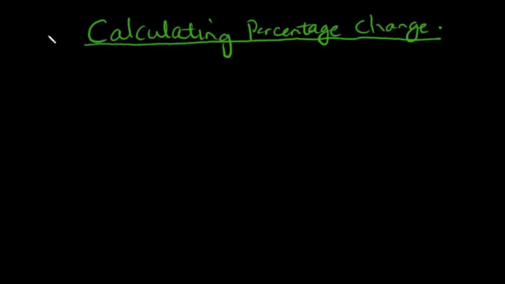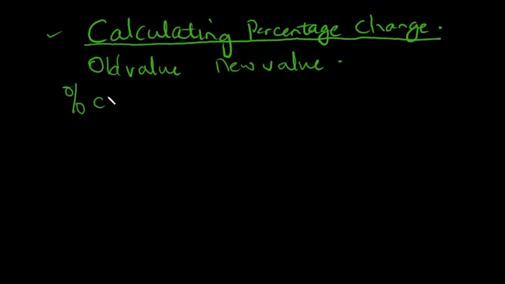Calculating percentage change. A percentage change measures the extent to which something increases or decreases. Maybe it's an extent to which something is gained or lost. It compares the difference between two values, an old value and a new value. Now, calculating percentage change, it could be a decrease, it could be an increase. The answer you get from this calculation will determine whether it's an increase or decrease.